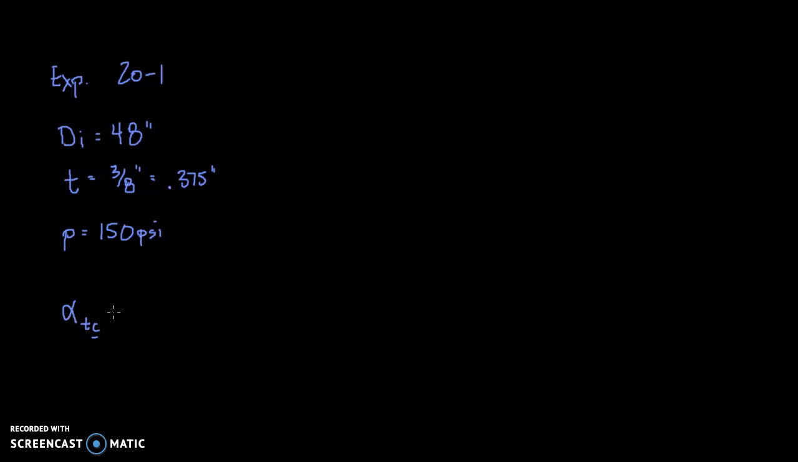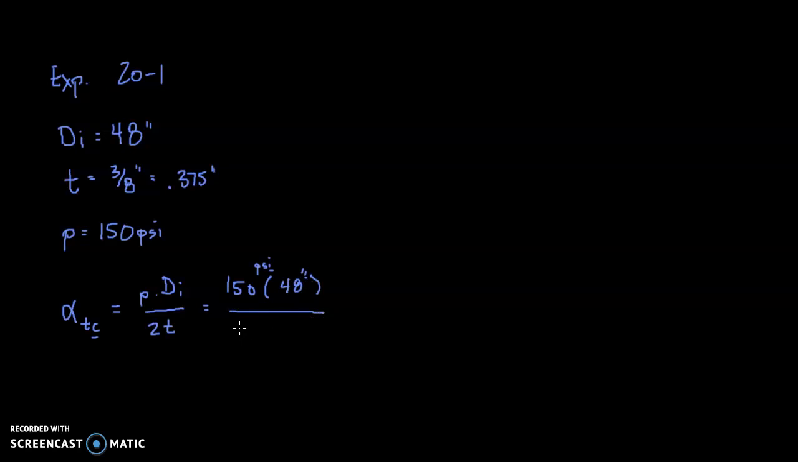Alpha sub Tc is equal to little p, the internal pressure, times the interior diameter, divided by 2t. So this is just going to be 150 times our interior diameter of 48. Now I need to make sure that these units are the same. This is 150 psi, and this is 48 inches. So I've got inches and inches, so that works out.